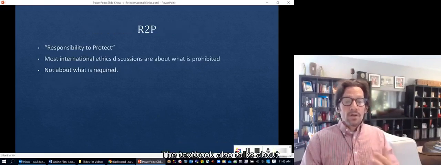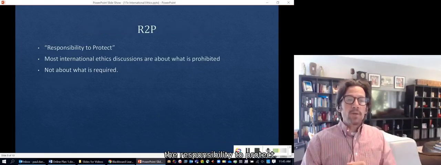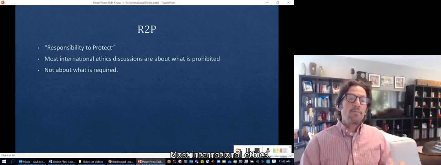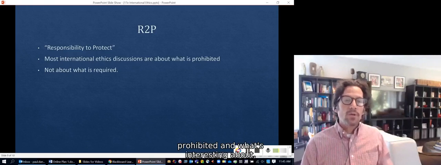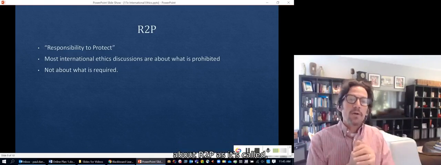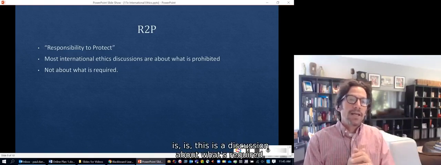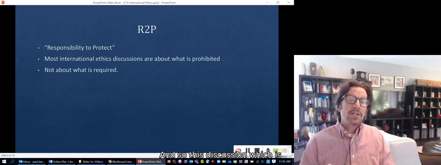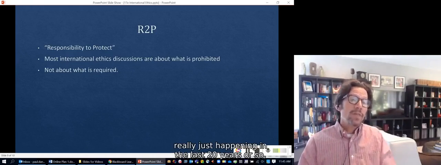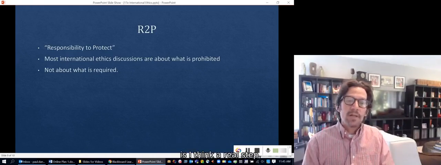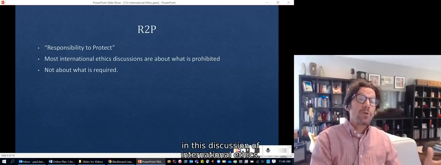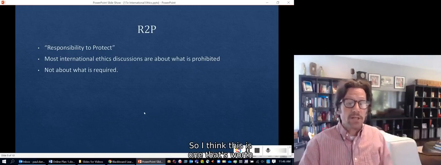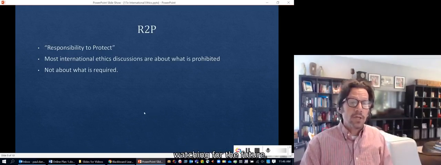The textbook also talks about the responsibility to protect. Most international ethics questions that we talk about are about what is prohibited. And what's interesting about R2P, as it's called, is this is a discussion about what's required. And so this discussion, which is really just happening in the last 20 years or so, is I think a real step, a new direction in this discussion of international ethics. So I think this is one that's worth watching for the future.